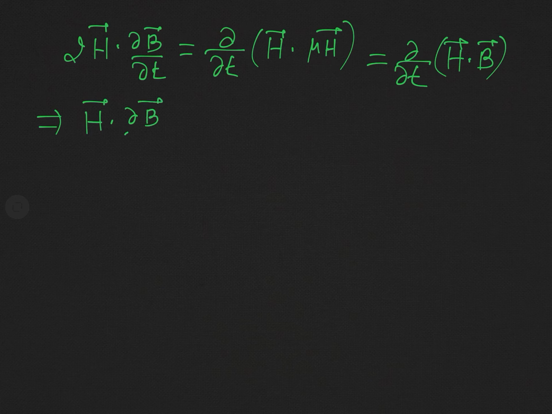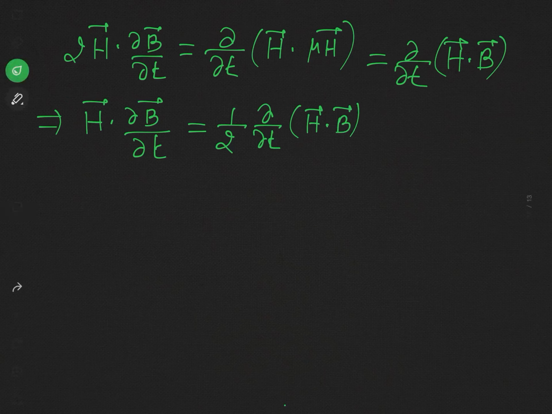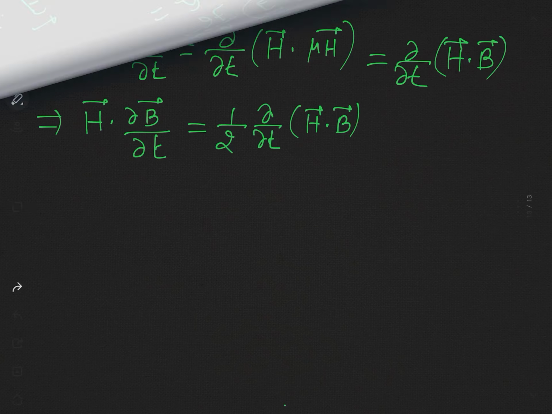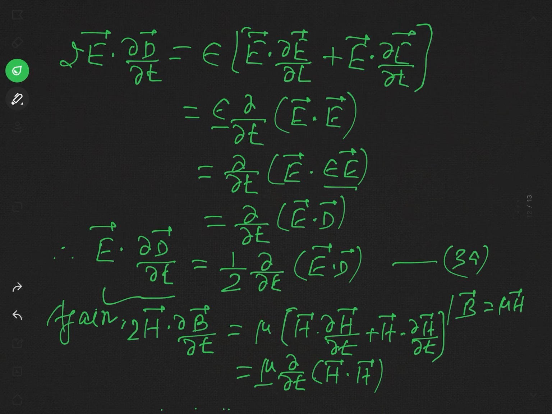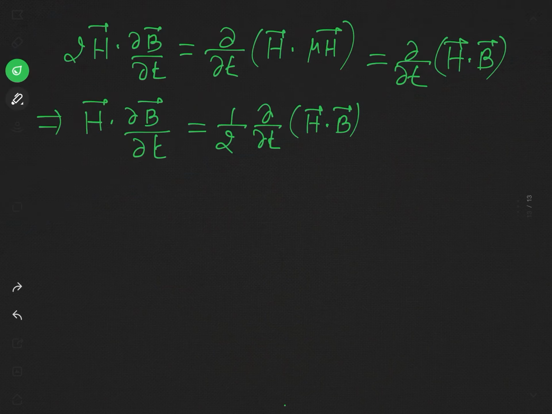And so we can find H dot del B by del T is equal to what? This is 1 over 2 del by del T of H dot B. And say this is actually equation 3b.